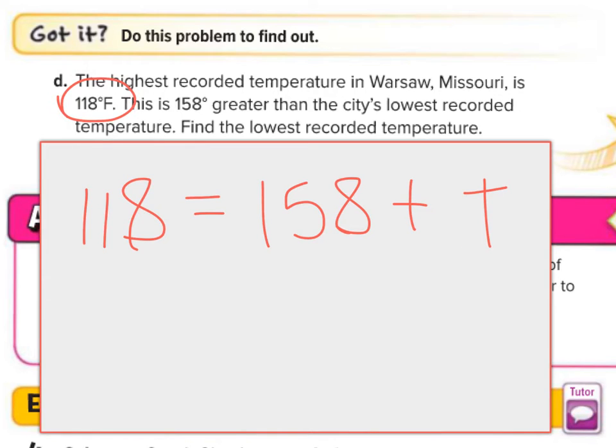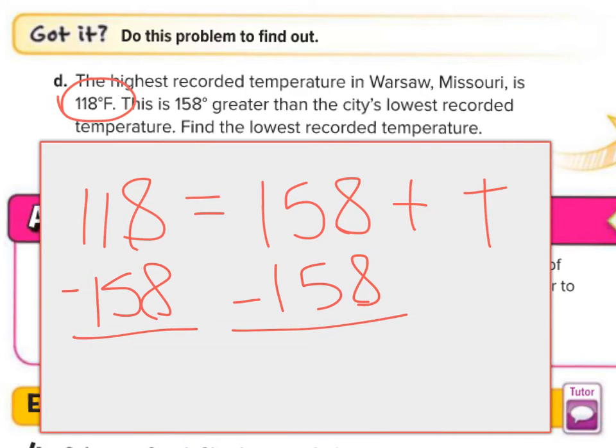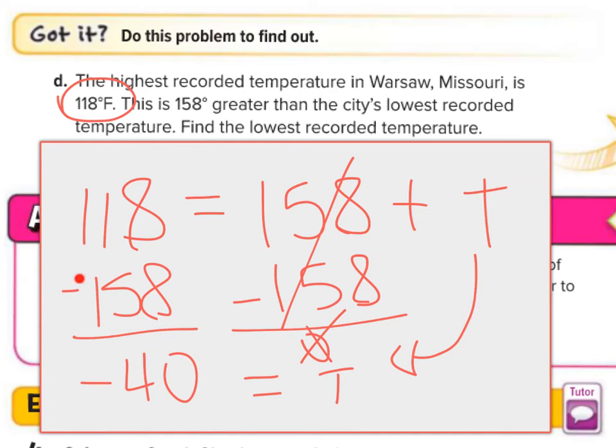So again, let's just use the subtraction property of equality. We're going to subtract 158 from both sides. Subtract 158, right? This is gone, becomes 0, but I don't have to put it in my equation. I just bring down the T, because that's all I have left. And T equals 118 take away 158. I'm taking more away. Well, the difference between those two is 40. And it's a negative 40, right? Because I'm taking more away than what I have. So the temperature is negative 40 Fahrenheit.